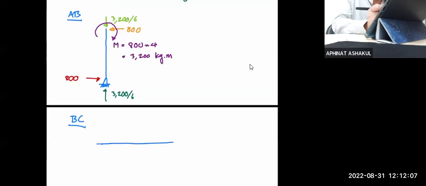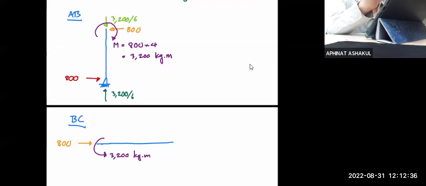Member BC now. Okay, now you have 800 going left on AB, so this better be 800. Correct? The moment is clockwise, so this better be counterclockwise. We have the downward axial force, so right here, it had better be up.